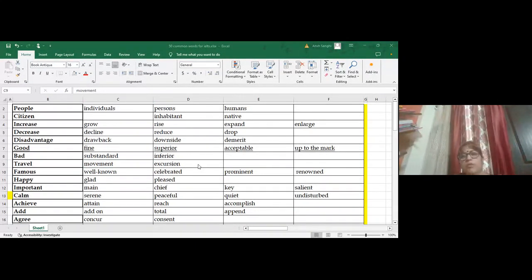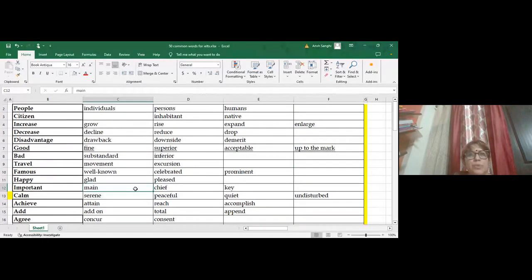There is a lot of movement to a certain country. And excursion can also be used in some cases. Famous is a person who's well known, who's celebrated. Prominent means he's an important person, right? Let us not use too many synonyms. We don't want to confuse ourselves.